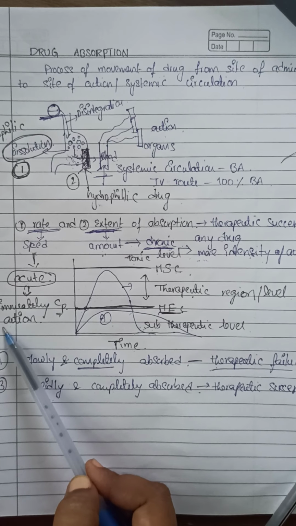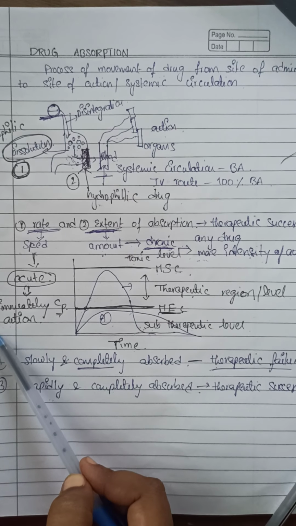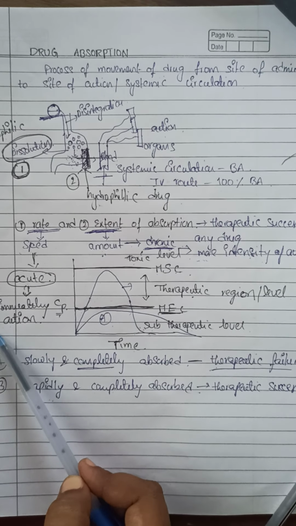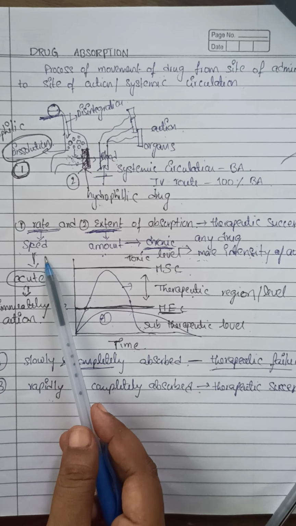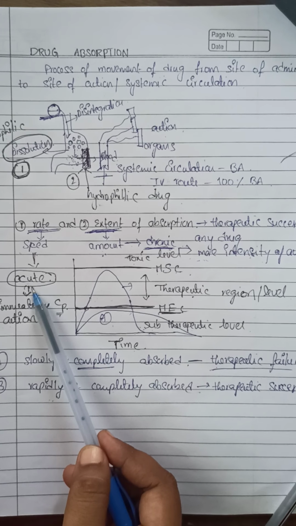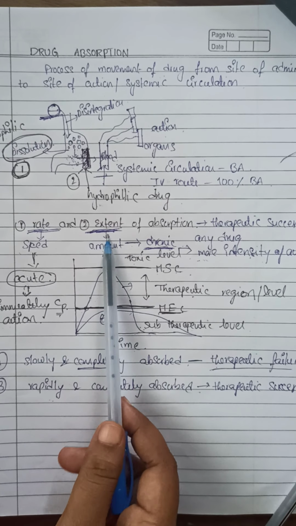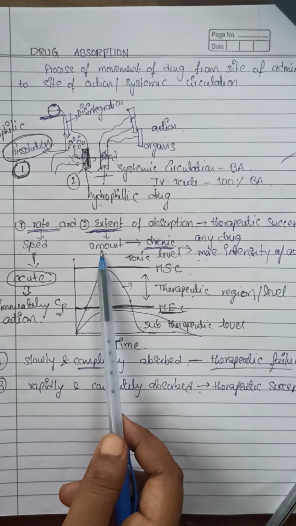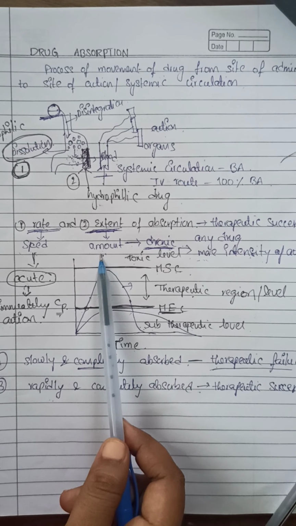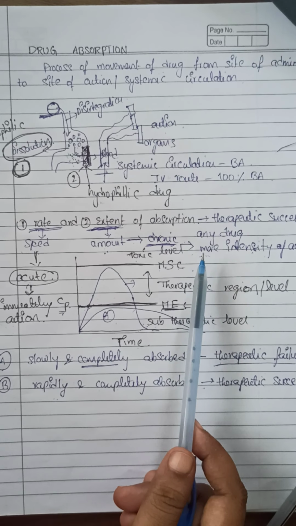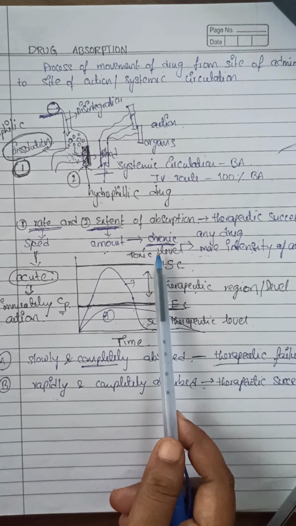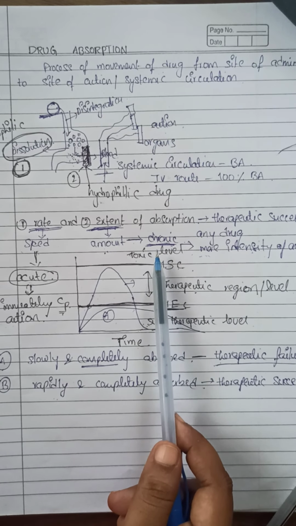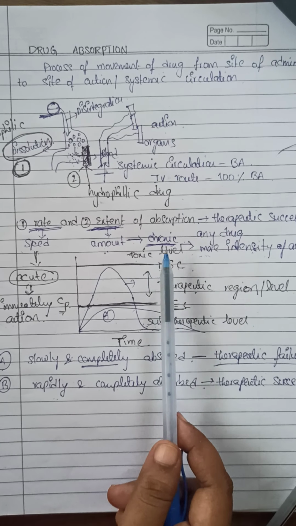For example, in case of angina we require an immediate action; within seconds we need relief. So rate of absorption is important in case of acute conditions, whereas extent means the amount of absorption. If the amount of absorption is more, the therapeutic intensity or efficacy is more. So this is an important parameter in case of chronic conditions for proper control of the disease.